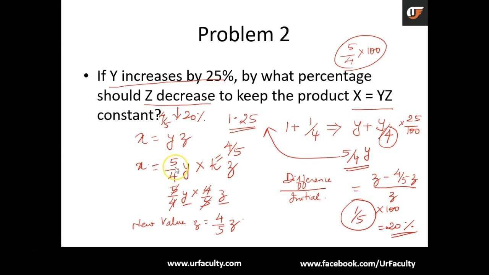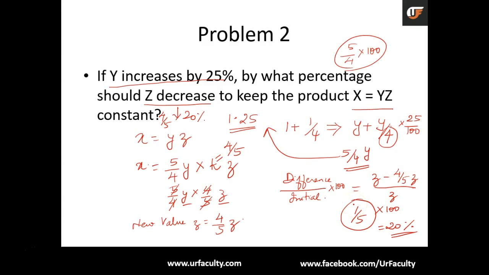So there is not much complexity. We just took the reciprocal of 5 by 4 and made it 4 by 5. Then we tried to find the difference, because we need to find out the percentage change, right? Earlier it was z and now it is 4 by 5 z. So we found the percentage difference by calculating difference by initial into 100. That will give you the percentage value. So 1 by 5 into 100 gave us 20%. So that's the answer for you.